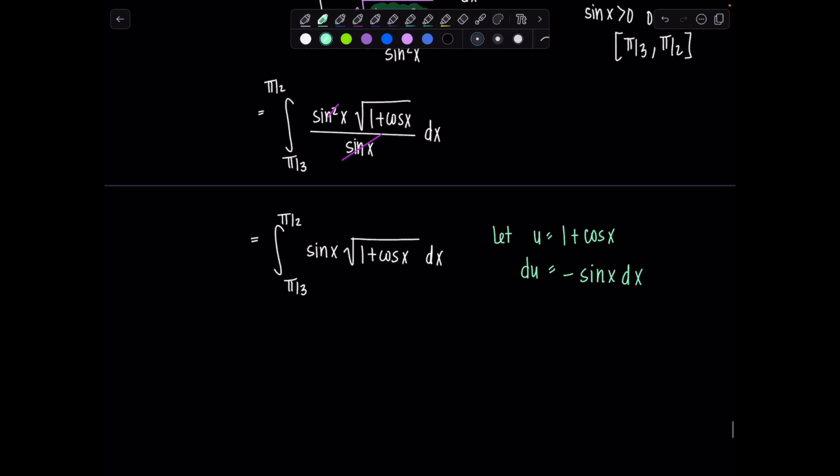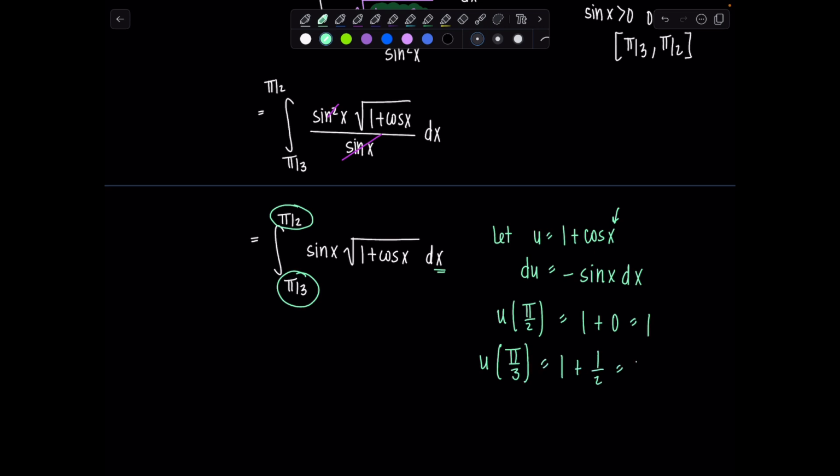And then let's change our limits of integration immediately. Remember, these limits belong to the variable x. So that's where they're going to get substituted in. So u of pi over 2 would be 1 plus cosine of pi over 2, which is 1 plus 0. Very good. And then u of pi over 3 is 1 plus cosine of pi over 3, which is 1 plus 1/2. Nice, which is 3/2.